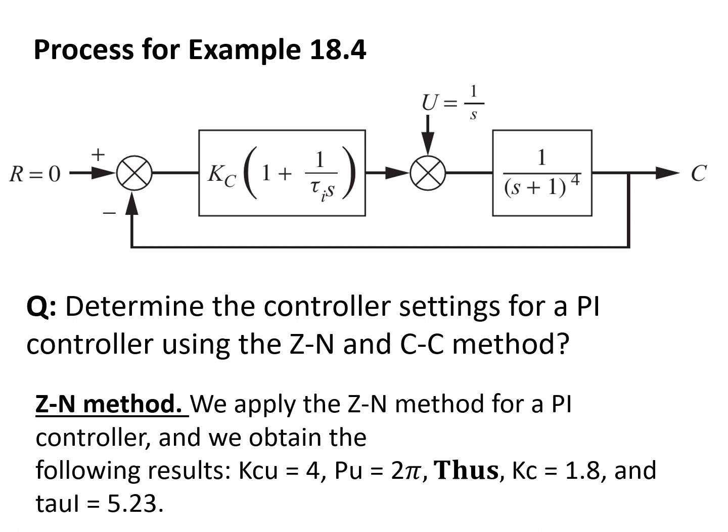Another example you can see from the book is given in terms of this equation, also a multi-capacity system, 1 over (s plus 1) to the 4th power, a slow system. In this case we want to again determine the controller settings for this PI controller. So we apply the ZN method for the PI controller, we obtain KCU of 4 and PU of 2 pi, and then you get KC equals 1.8 and tau equals 5.3 using the Ziegler-Nichols method or the equations.